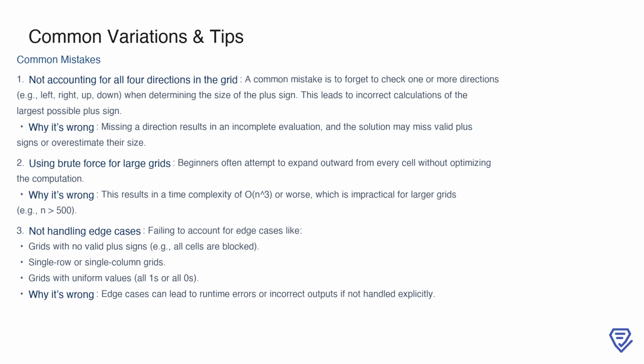Additionally, edge cases are frequently overlooked. For example, if the grid contains no valid plus signs because all cells are blocked, or if you're working with single row or single column grids, special handling is required. Similarly, uniform grids, where all cells are either ones or zeros, can also lead to errors if not considered carefully. Failing to address these scenarios can result in runtime errors or incorrect outputs.